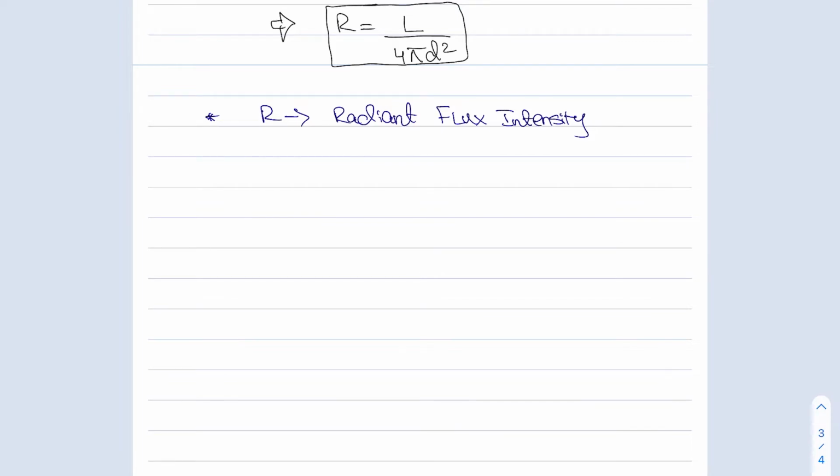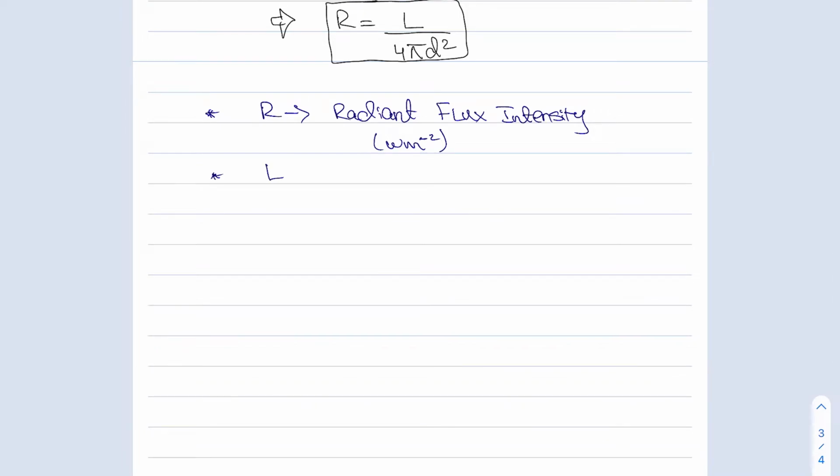And the units used will be watt per meter square, right? Because the units for intensity are watts per meter square. Hence, for radiant flux intensity, the units would be the same. And if the examiner gives you any other units, you have to convert it to watts per meter square to get the right answer, right?